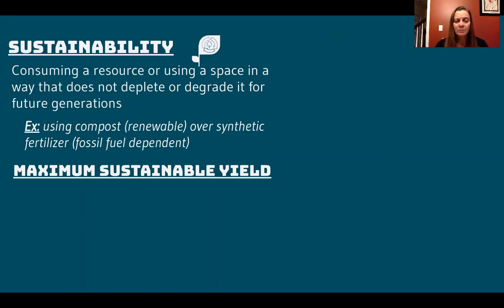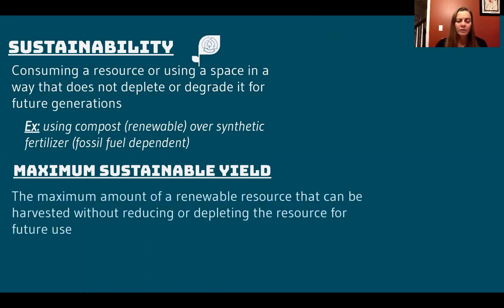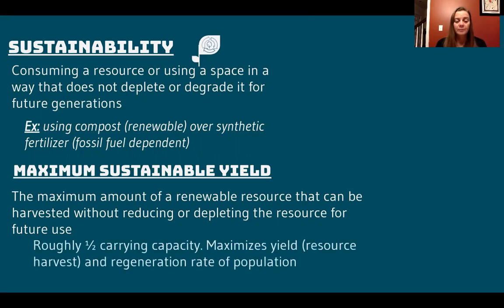When we talk about maximum sustainable yield, we're talking about the maximum amount of a renewable resource that can be harvested without depleting the resource for future use. And so this is a way of making sure that if we're talking about a resource like fish or anything that we harvest, that we are leaving enough for there to be enough to reproduce so that we can use it later. Or we're talking about harvesting sustainably in a forest, so that we are leaving trees so that they can regenerate for future use.